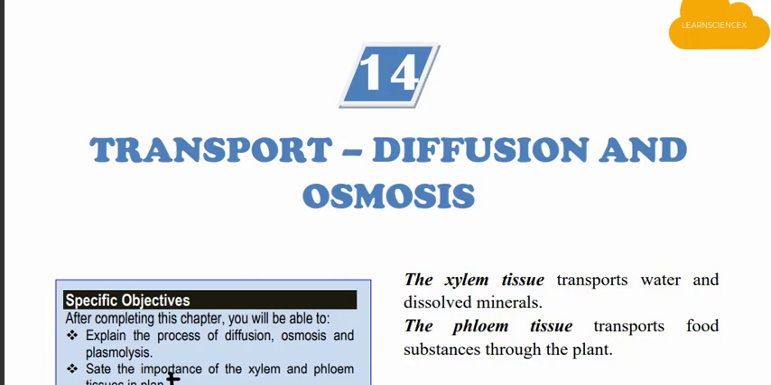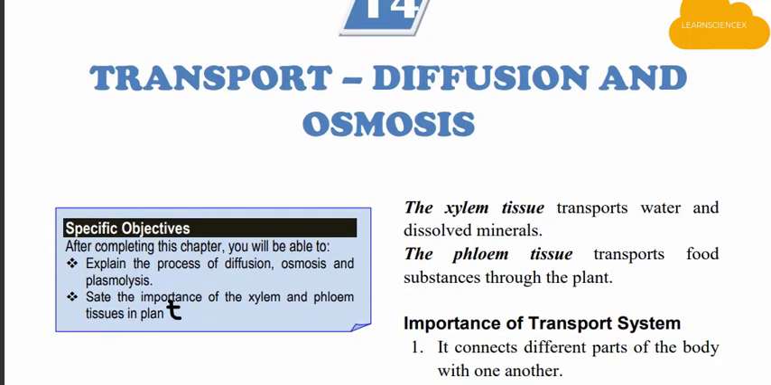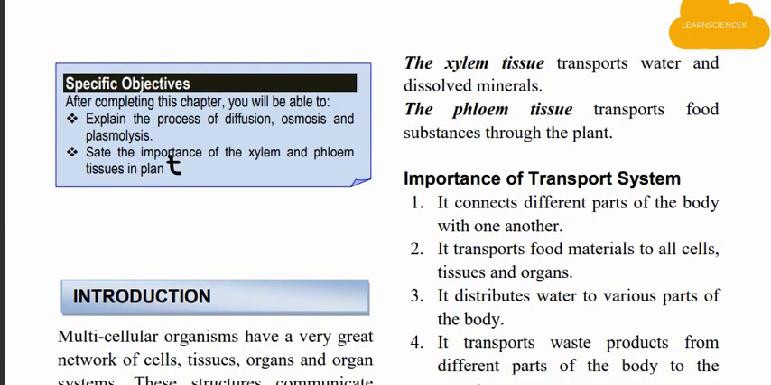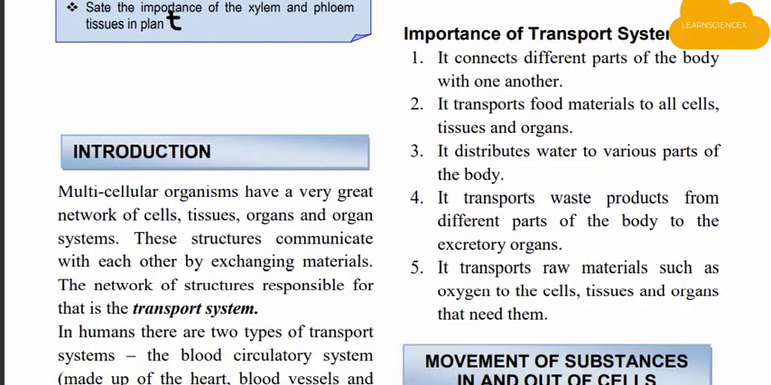Today we are presenting transport, diffusion, osmosis, and plasmolysis. Now, after completing this lesson, you'll be able to explain the process of diffusion, osmosis, and plasmolysis, and also state the importance of the xylem and the phloem tissues in plants.